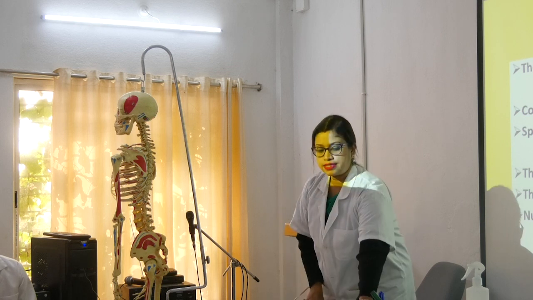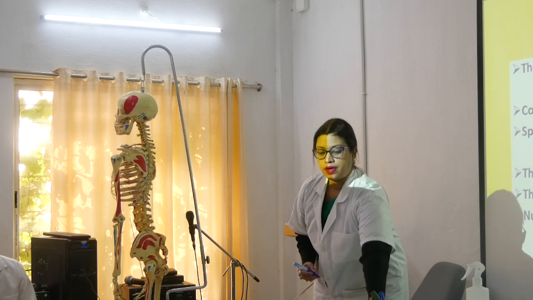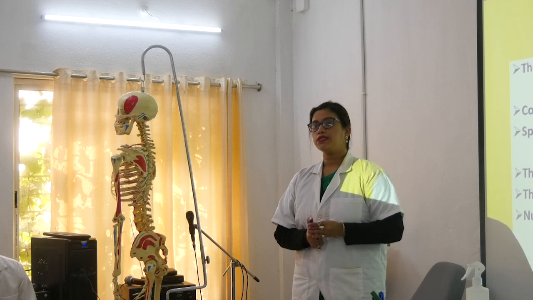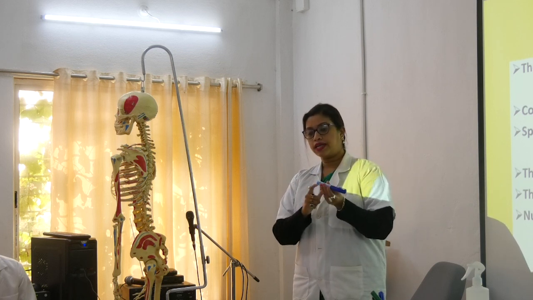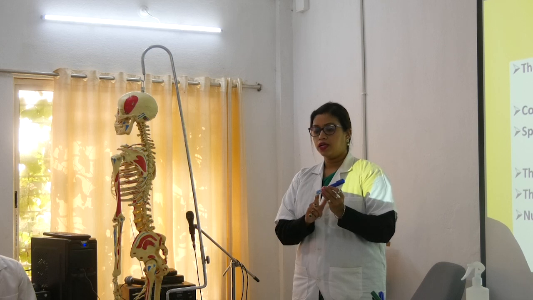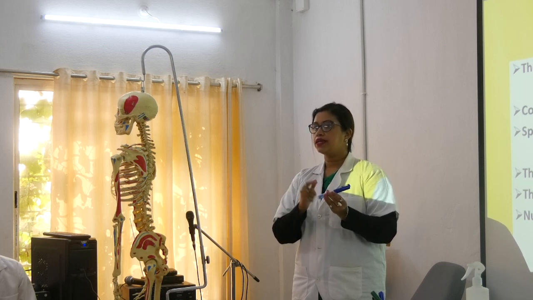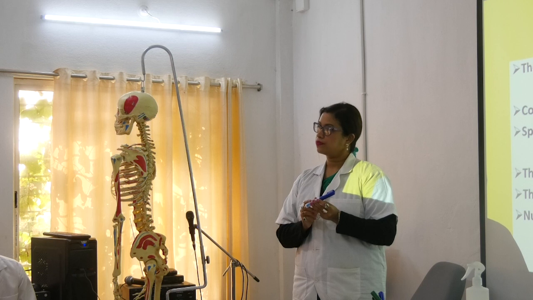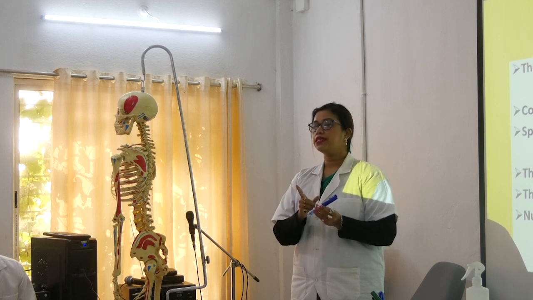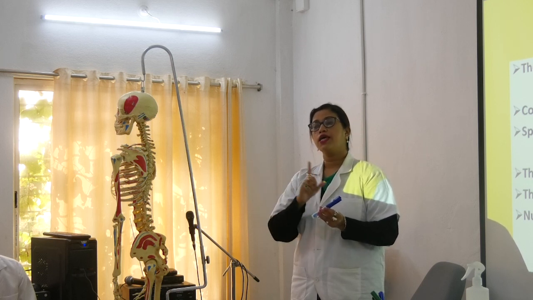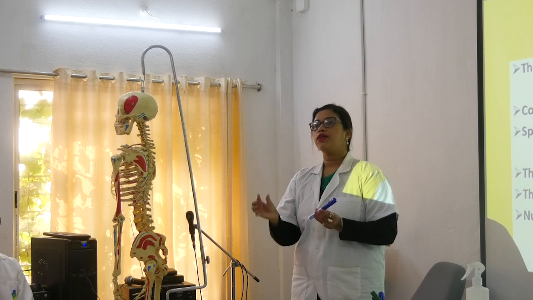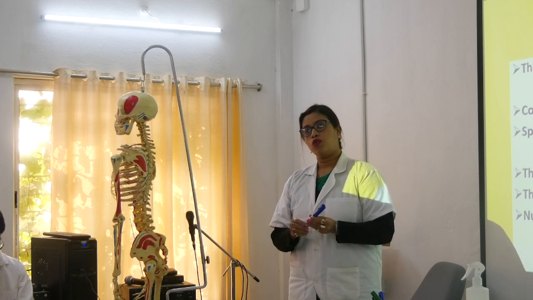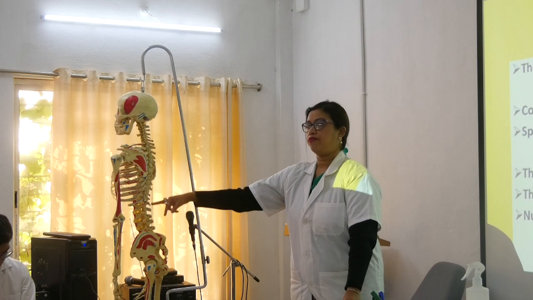Now see, suppose this is a bone. The outside covering is known as periosteum. If you cut inside, you will get one medullary cavity, and inside also there is a covering. That is known as endosteum. Understood? The inside covering is endosteum, the outside covering is periosteum, and in between you have this compact bone. So this is about the shaft.